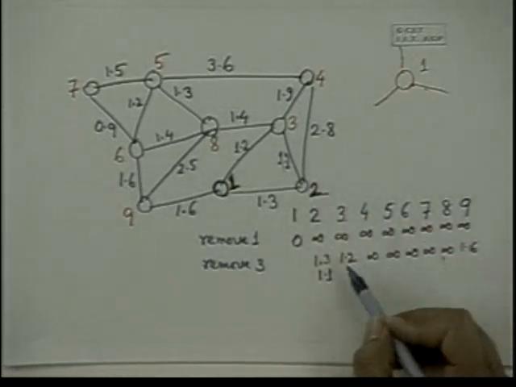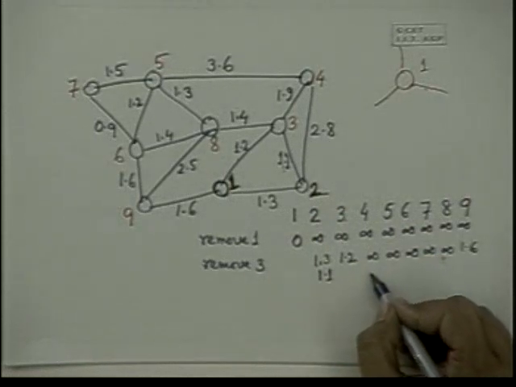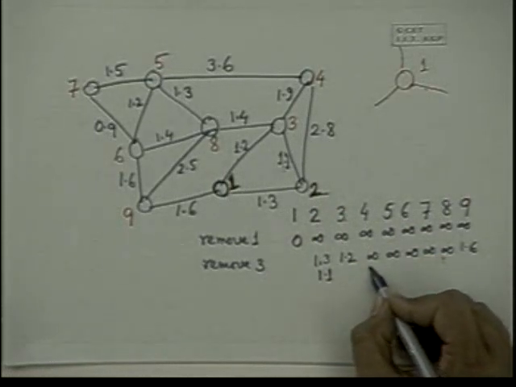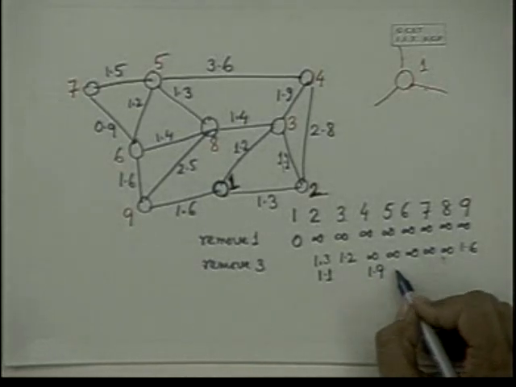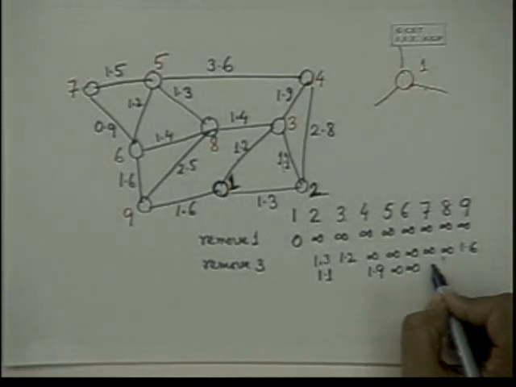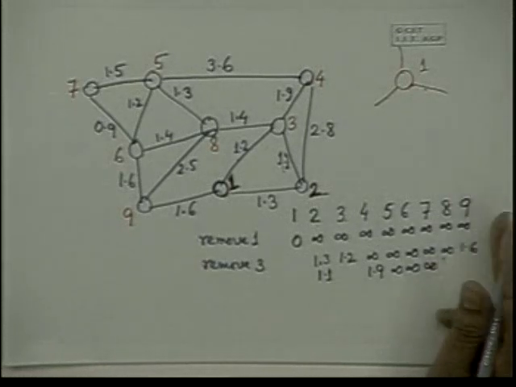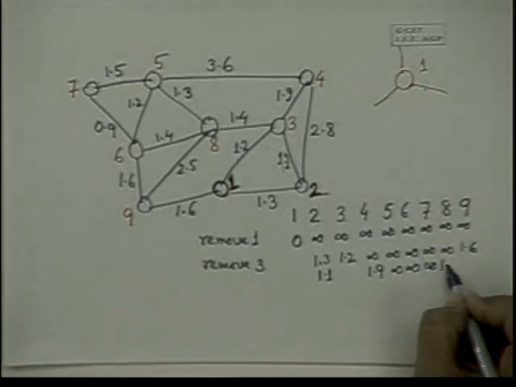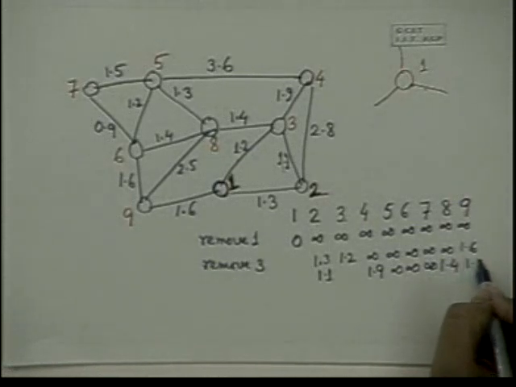What about 3? We have already removed it. Then 4 will be updated to 1.9. 5 does not get affected. 6 does not get affected. 7 does not get affected. 8 gets affected, now 8 has 1.4. And 9 does not get affected, remains 1.6.